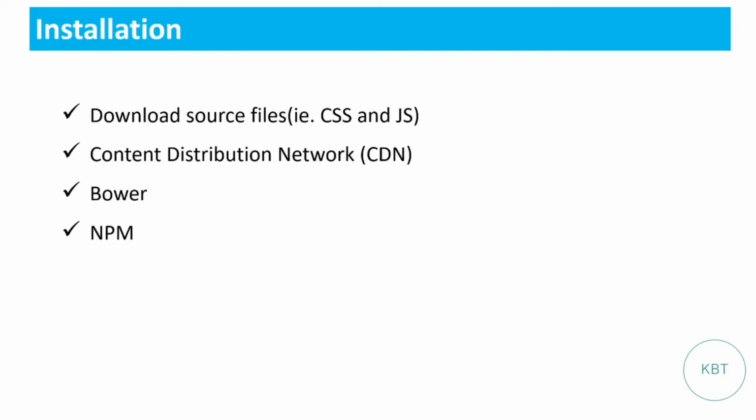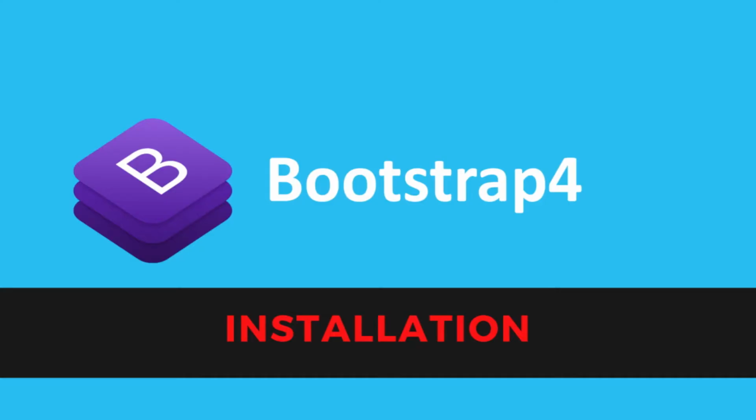Now, as far as installation is concerned, there are several ways of killing a cat here. The first one is that you can download the source files so that you get a CSS and a JavaScript file and you link it up. Then you can also use the content distribution network, which is the CDN. For the purposes of this demonstration, we are going to use the CDN, but later on I'm going to show you how you can download the source files. Then there are the NPM options as well.